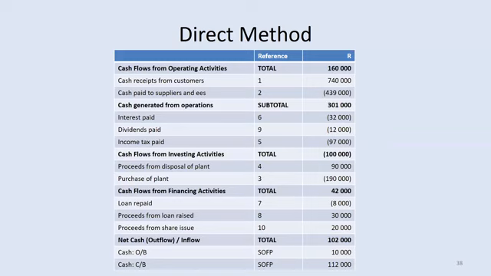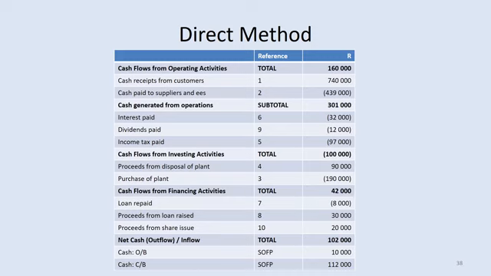We then have our cash flows from financing activities. Here we've got a number of items that we actually discovered, and we're using our table for that. Loan repaid of 8,000. We then had proceeds from loan raised and proceeds from the share issue to get our total cash inflow of 102. Okay, and then that would then reconcile back to our opening and closing balance.